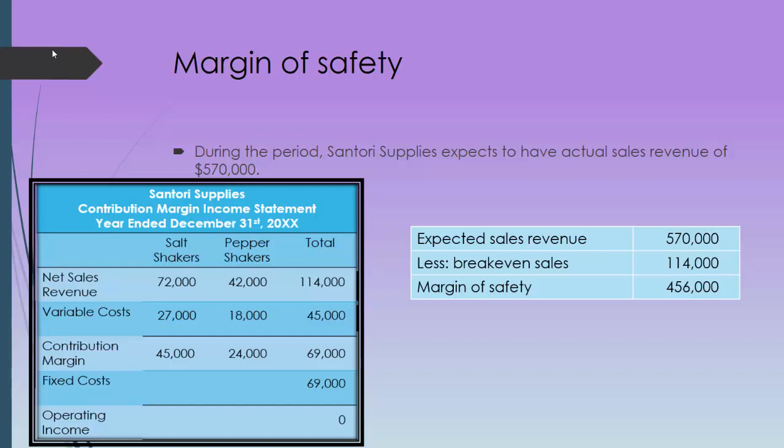So how safe should Santori Supplies feel? Really safe. That is a big number above the required amount of break-even sales and revenue. So even if customer demand declines for salt shakers and pepper shakers, it would have to decline by so much for them to start losing money that it's just not feasible. So they should feel really good about production of these two models. It is way above the break-even point.